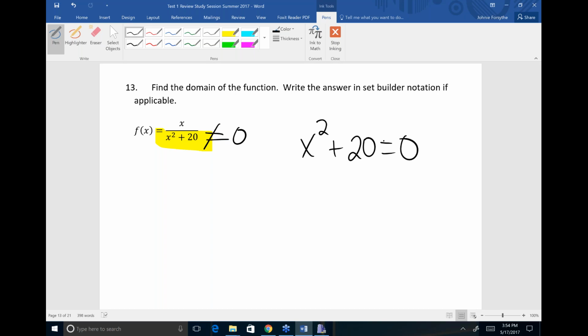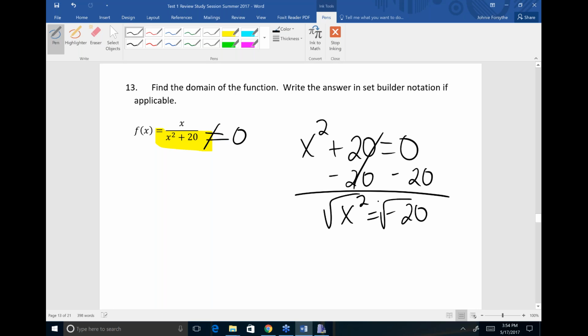All right? So if we subtract 20, x squared equals negative 20. And then if we take the square root of both sides, x equals the square root of negative 20. So we don't want to include this value in our domain. Because if we were to plug in the square root of negative 20 in for x, we would end up getting 0. And we don't want that to happen.